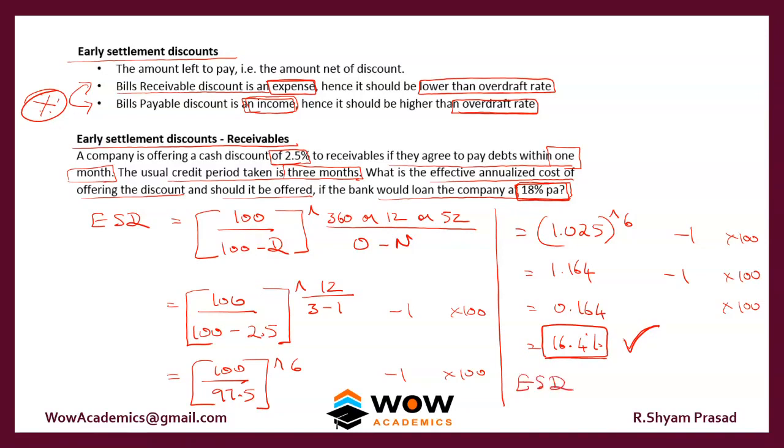ESD is lower than the overdraft. Hence, issue ESD. So the company can go with early settlement discount. So that's about this problem. We'll move on to the next one.